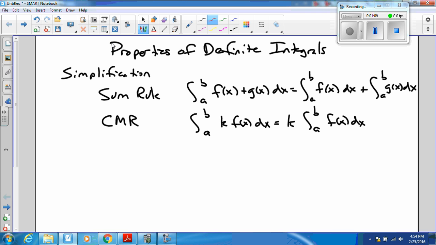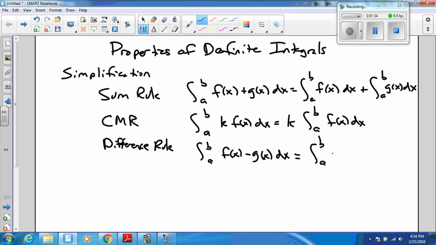It is because a definite integral can always be written as the limit of a Riemann sum. From this, we can immediately get a difference rule. The integral of a difference, f minus g, is the difference of integrals. So those were our simplification rules, and they allowed us to pull integrals apart and make them simpler before evaluating them.